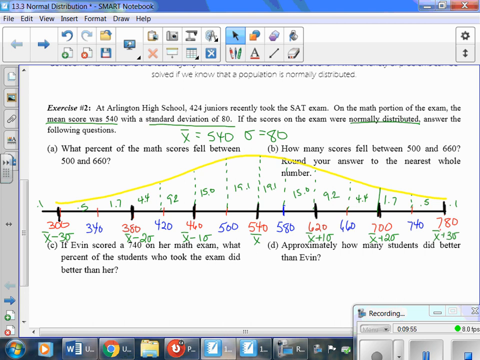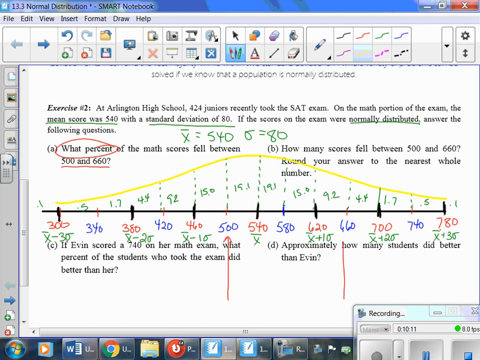So what percent of the math scores fell between 500 and 660? Well, 500 sits right here and 660 right here. So let's add up the numbers. It's going to be 19.1 plus 19.1 plus 15.0 plus 9.2.